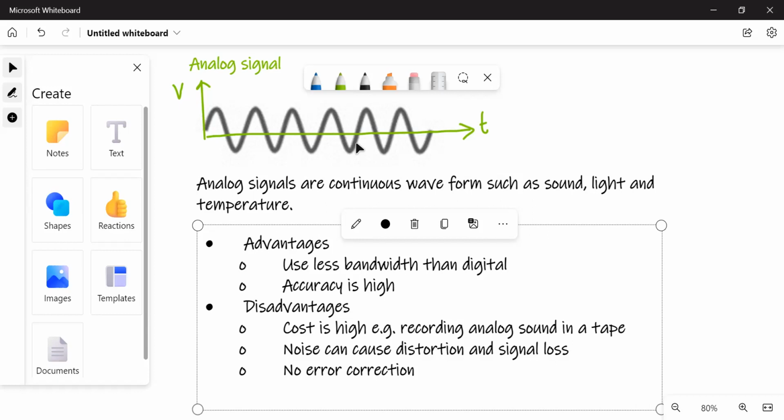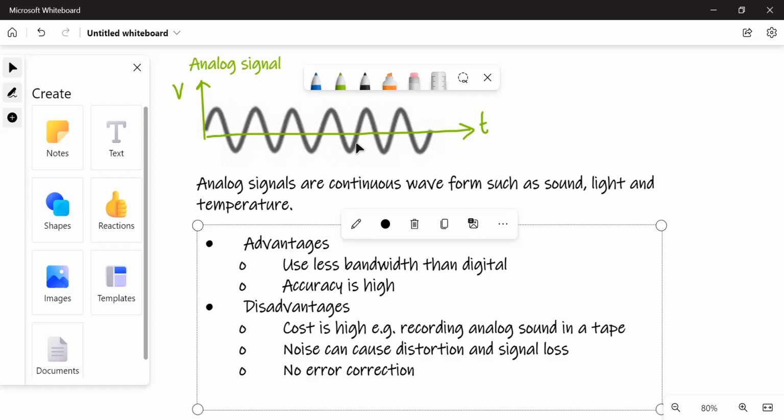If you take the advantages, it uses less bandwidth compared to digital, right? So when you say less bandwidth, it'll be more efficient. Otherwise, you need more resources when you want to send, for example, digital signals. And the accuracy is high compared to digital.